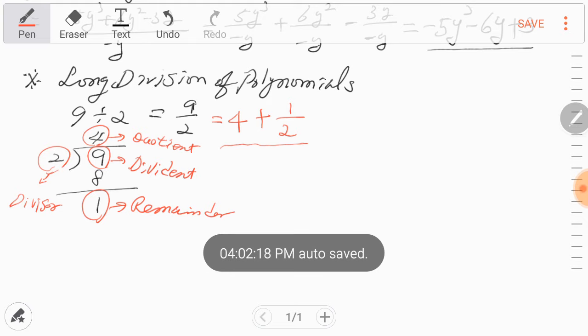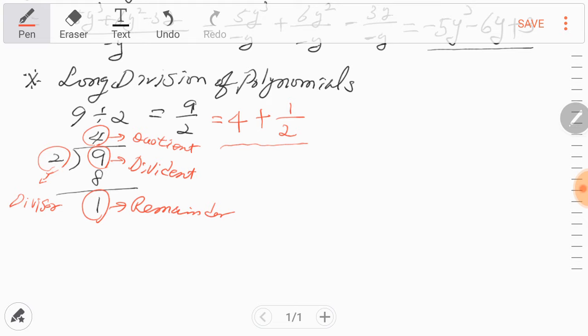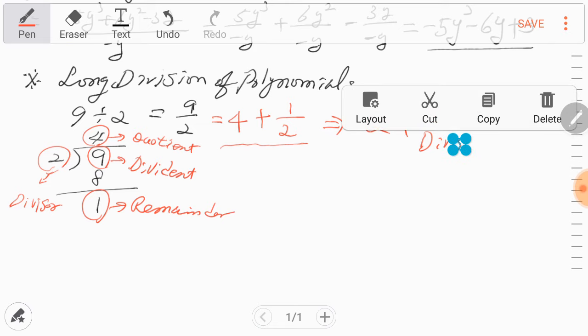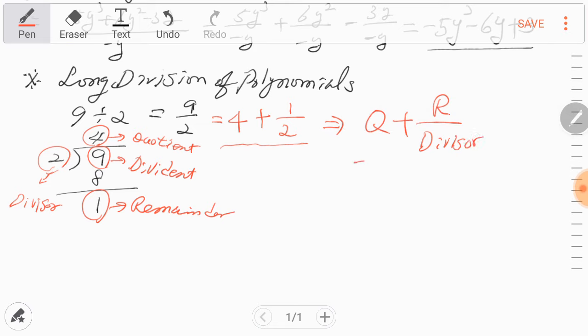So once we divide a number by some number like this, or divide a polynomial by another polynomial, we write the answer as the quotient plus the remainder divided by the divisor. Okay, this is the form that we write the answer when we divide something using long division. So let's try another example.